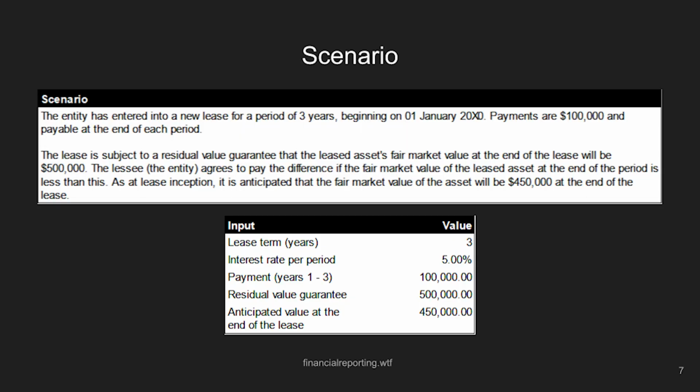Let's look at an example scenario. Let's consider an entity that has entered into a new lease for 3 years. The payments are $100,000 payable at the end of each period. The lease is subject to a residual value guarantee that the leased asset's fair value at the end of the lease will be $500,000. Thus, under this residual guarantee, the entity insures the value of the asset to the lessor up to $500,000. The entity anticipates that the fair value of the leased asset will be $450,000 at the end of the lease. Therefore, the expected payment under the residual value guarantee will be $50,000.